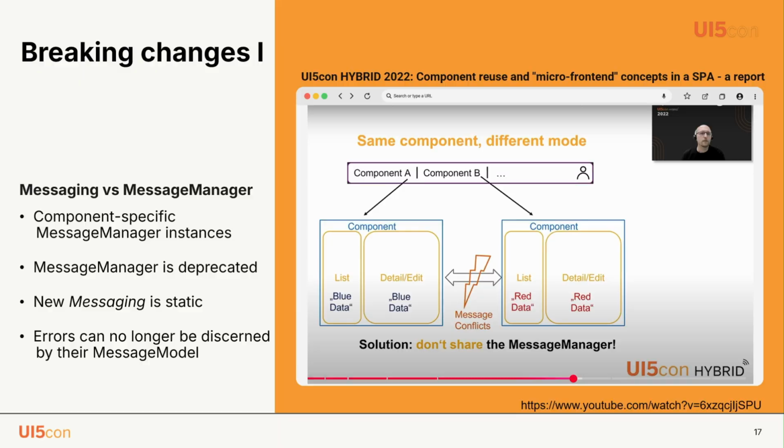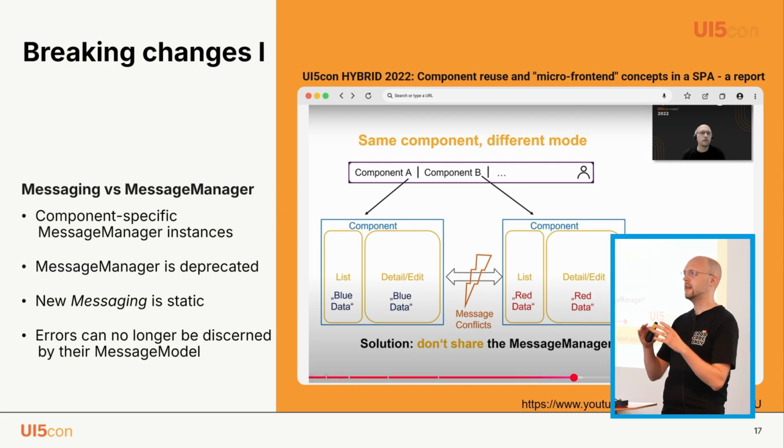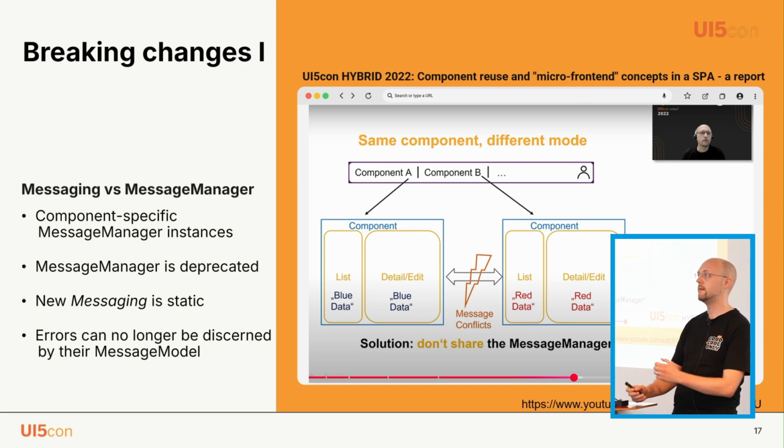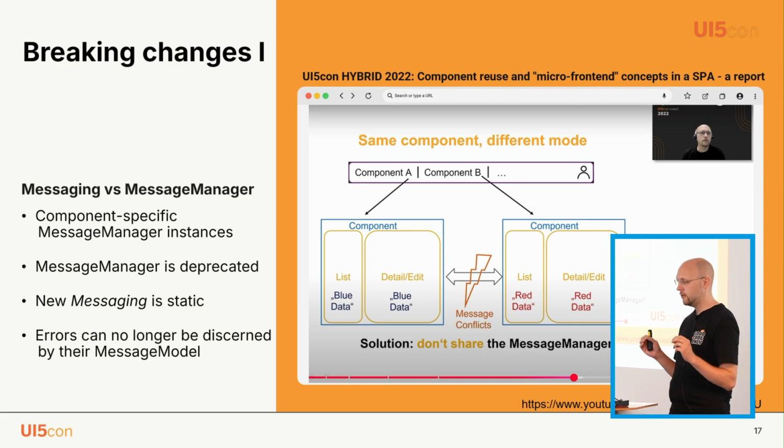Now on to the breaking changes. This is actually a screenshot of the video of the talk I did in 2022. And it shows how we are using these different components in different instances. And back then, we were getting conflicts in our error messages because we were using the message manager, as you would do with messaging. But since it's the same component, we were getting some message conflicts. Using all these nested components, integrating them, there were some overlaps. And our solution back at the time was don't use the global message manager, don't share the message manager between these components. Use component-specific instances of the message manager instead.